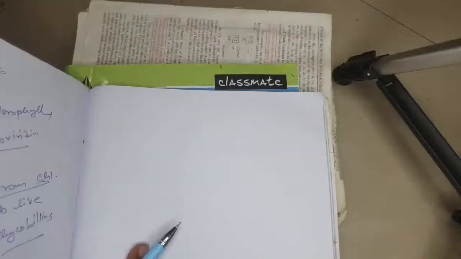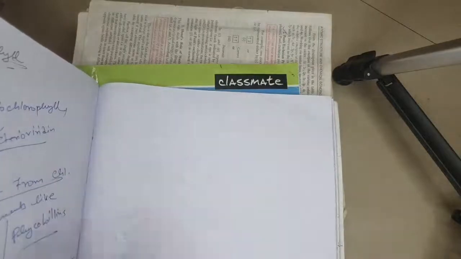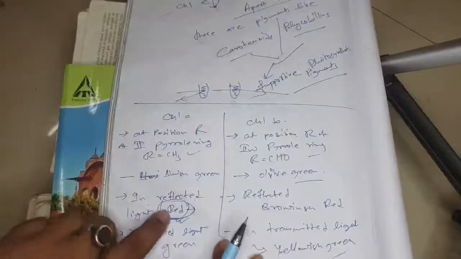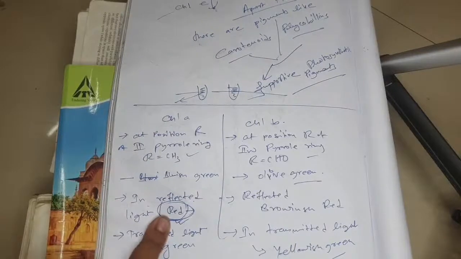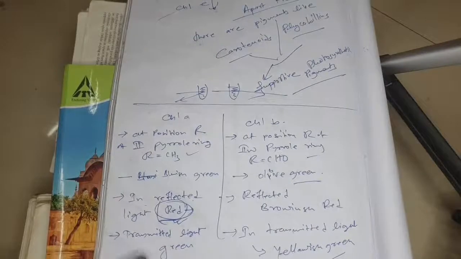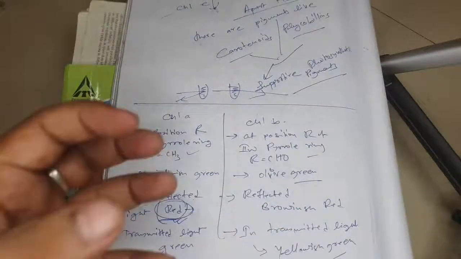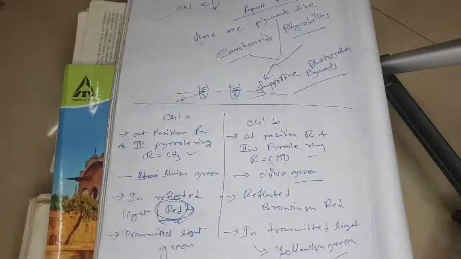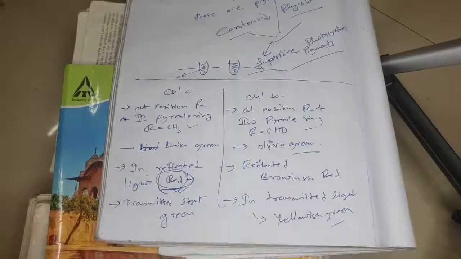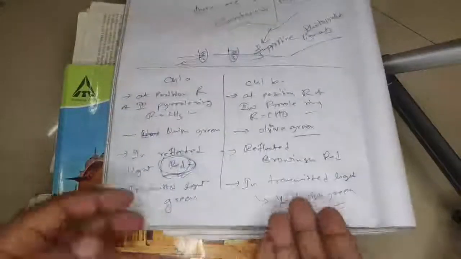Like for example, when they say the reflected light, it means it is not absorbing that light, it is reflecting. But transmitted light means it can pass through the chlorophyll solution. So this tells us that the red wavelength it reflects back, bounces back, and cannot absorb. But the green or yellowish green wavelength, it can absorb. That's why transmitted light shows us this color.